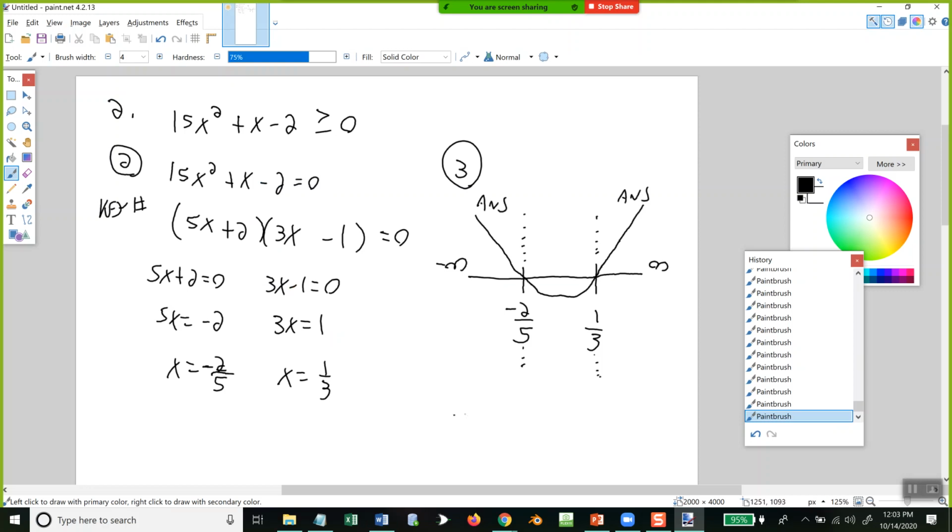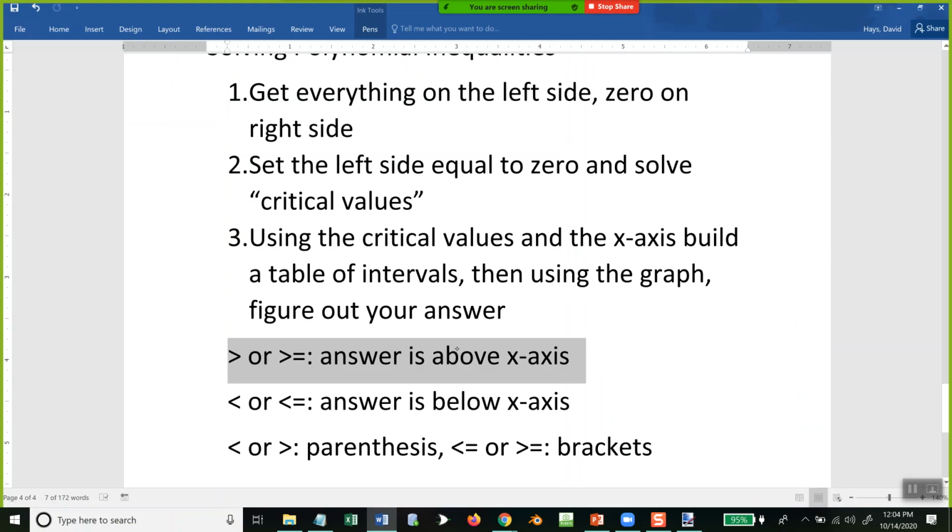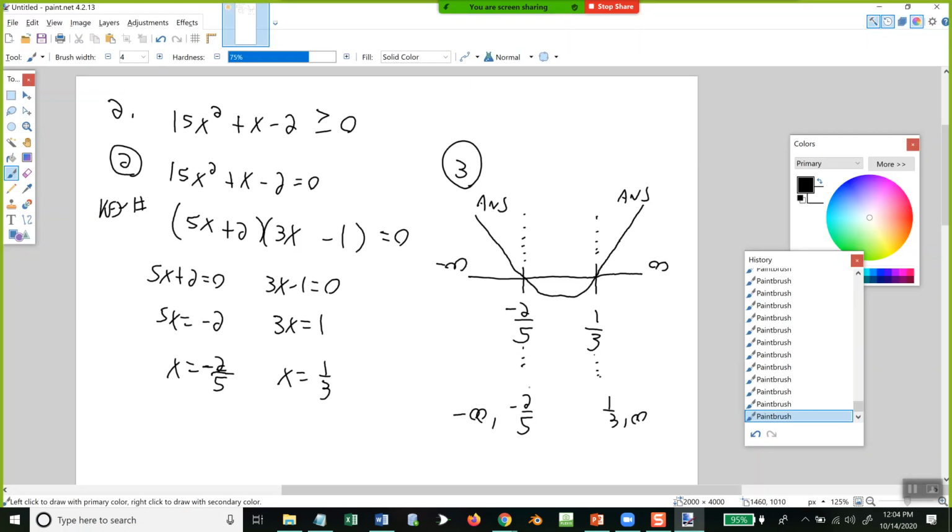So we're going to have -infinity to -2/5, and 1/3 to +infinity. Greater than or equal to specifically tells us to use brackets. Now, put a bracket on -2/5 and a bracket on 1/3. Infinities always have parentheses, because you can never reach them. And if you have 2 or more intervals, you connect them with a union symbol.